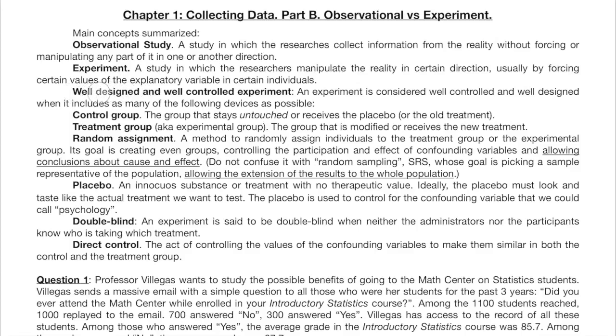We say that an experiment is well designed when it includes a number of devices that are part of the standard of quality that science demands. The following are the most important ones: control group and treatment group. In a well-designed experiment, we don't want to compare before with after. We want to have one group that receives the treatment, and another group that receives a placebo or nothing, the control group.